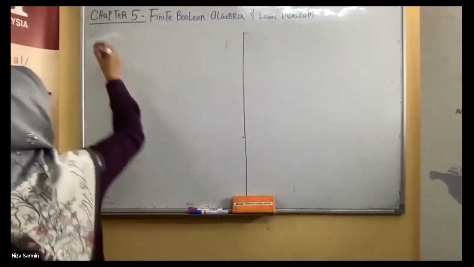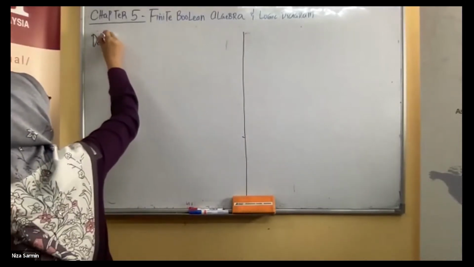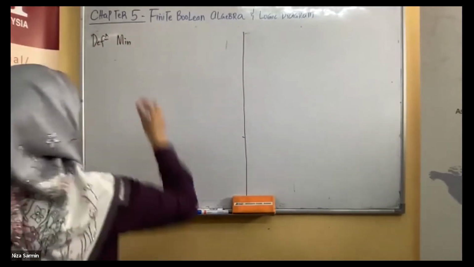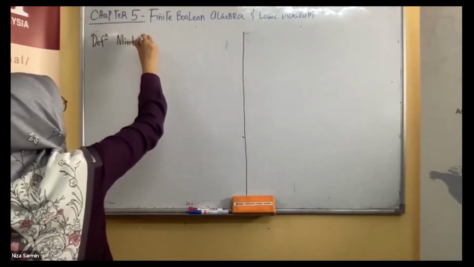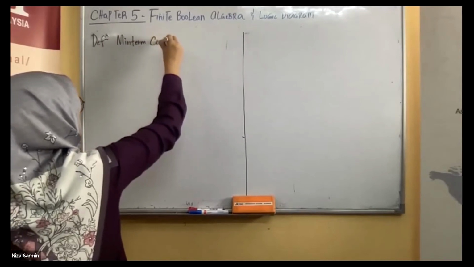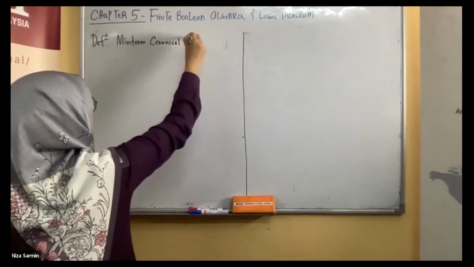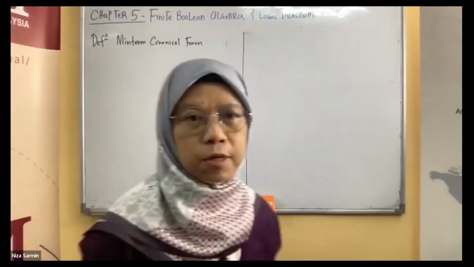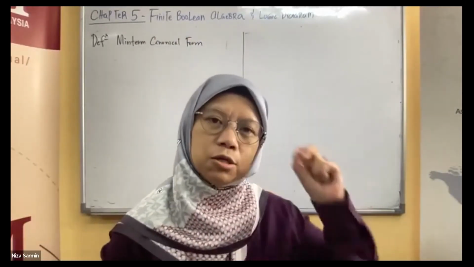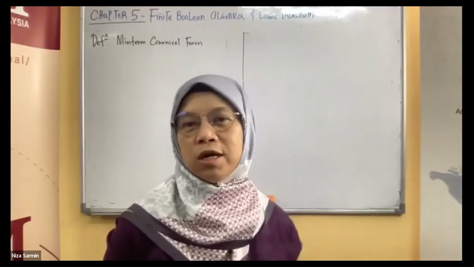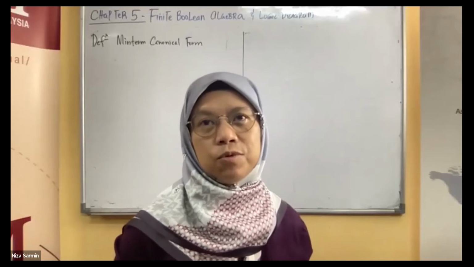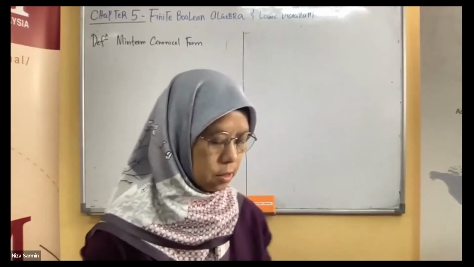Next definition is called the min-term canonical form. Okay, sometimes in the question, you are asked to rewrite the Boolean expression in terms of min-term canonical form. So you have to know what it means. Okay.